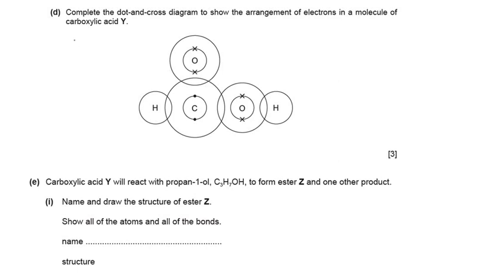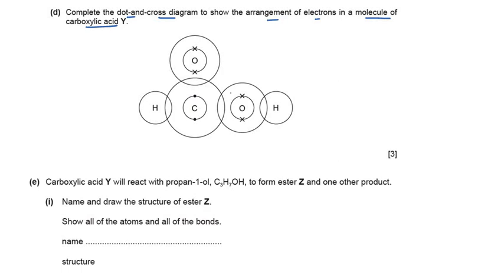I think again it is about the methanoic acid. Complete the dot and cross diagram to show the arrangement of electrons in a molecule of carboxylic acid Y. Now this is a question of bonding which they have mixed up with the organic also, but no problem. Let's go ahead, where we can see that the carbon is presented by the dots.